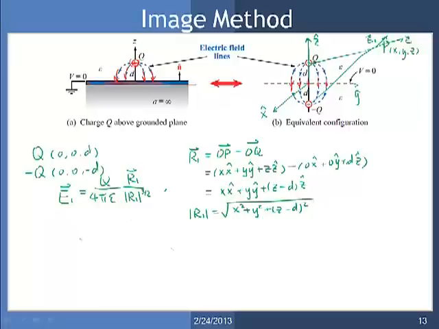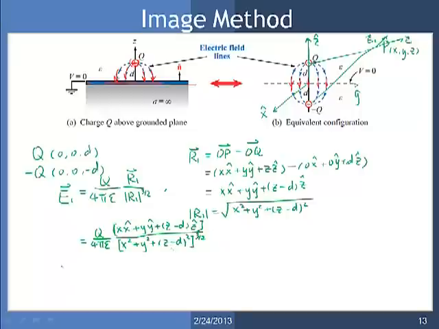Therefore, the E1 vector would be q over 4 pi epsilon times [x hat plus y hat plus (z minus d) z hat], I should have the square bracket, over [x squared plus y squared plus (z minus d) squared] raised to 3 over 2.